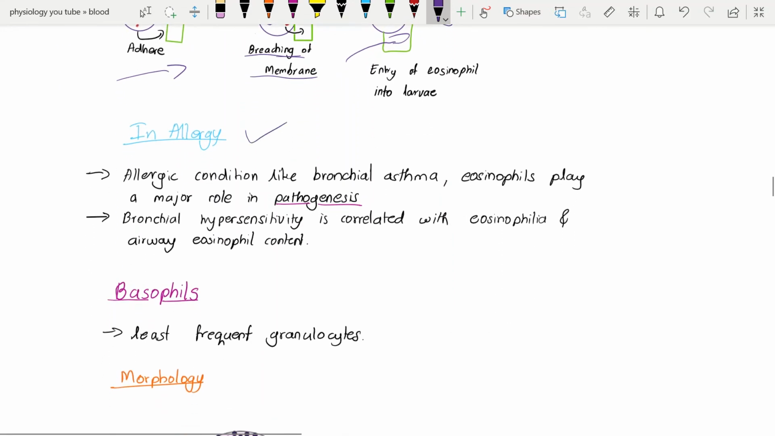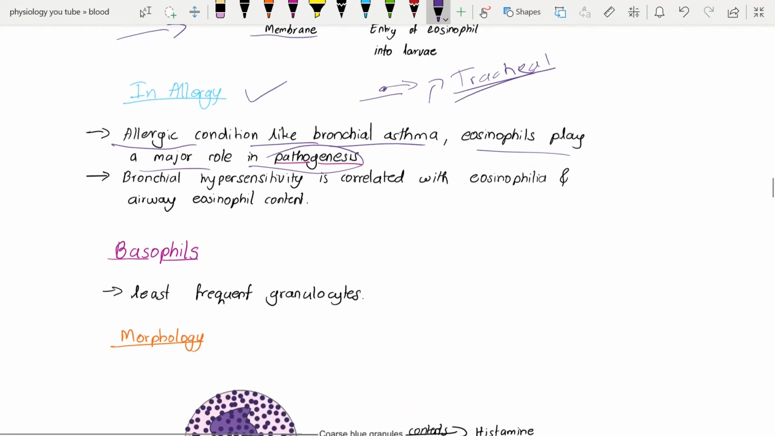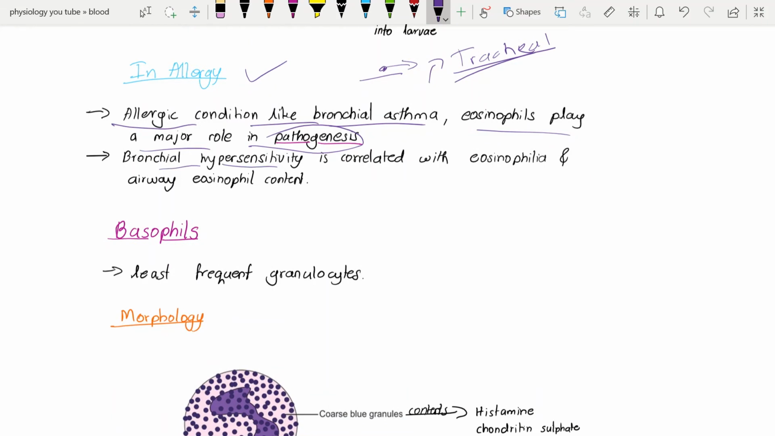In allergic conditions like bronchial asthma, eosinophils play a major role in the pathogenesis. As we know, the granules, which are the coarse brick red colored granules, act against the tracheal epithelium, as we know from the above discussion. And bronchial hypersensitivity is correlated with eosinophilia and the airway eosinophil content.